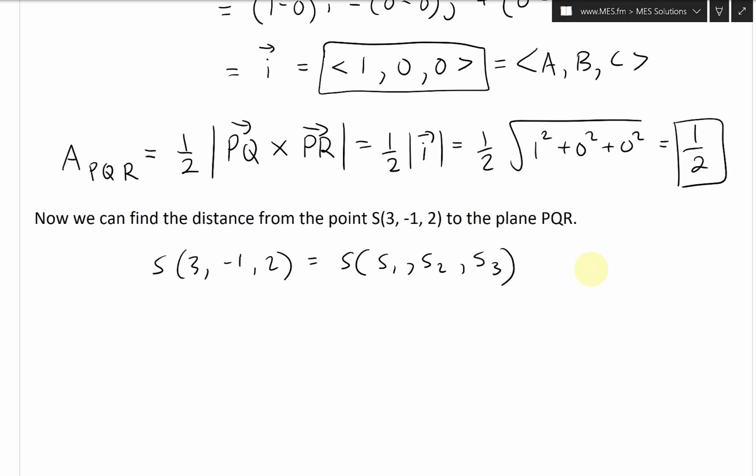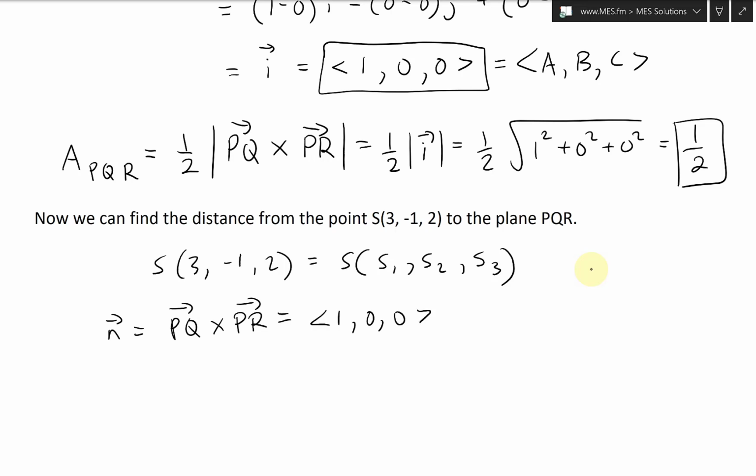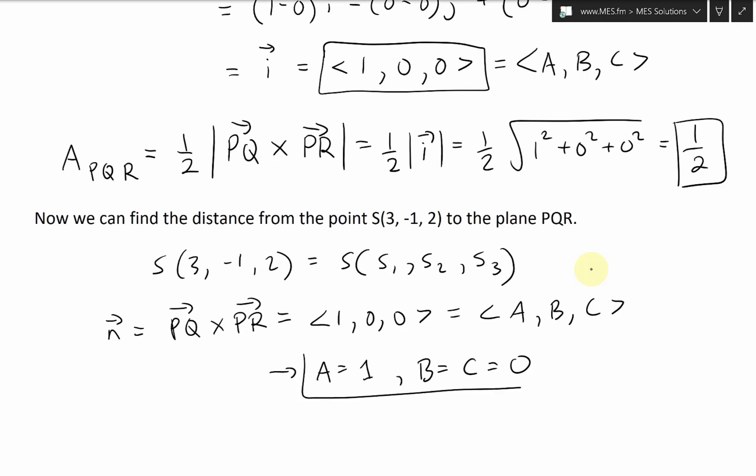So we know that the normal vector of the plane is equal to, in our case, PQ cross PR, and this equals 1, 0, 0. And then this equals A, B, C, like that. In other words, we have A equals 1, and B equals C, which equals 0. So just circle these like that. That's what we have. And then we also have this right here.